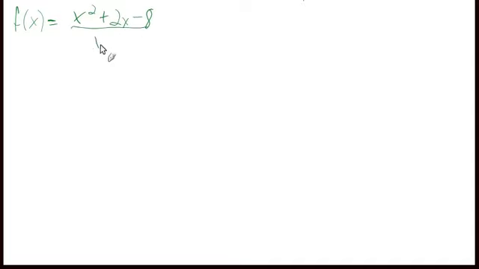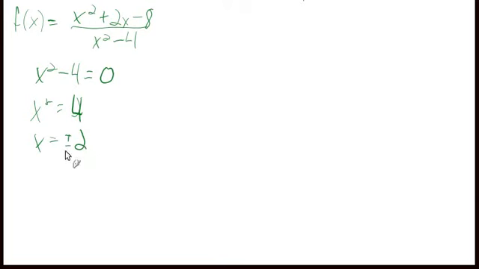And over x squared minus 4. Alright, so let's go at it the same way that we've been doing and say wherever the denominator is equal to 0. And so we solve this. X squared equals 4, x equals plus or minus 2. So at plus 2 and minus 2, the denominator is equal to 0. So we do have an issue.